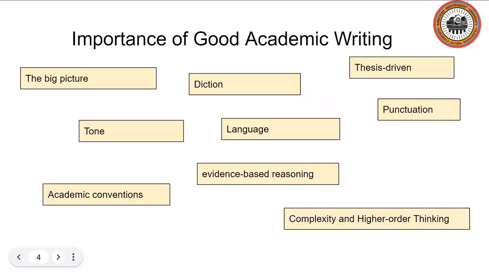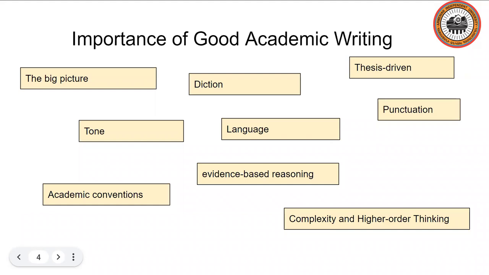Now let's understand what's the importance of good academic writing. Here I differentiated for you guys different terms according to which now we're going to try to understand what makes good writing. With the big picture, diction, thesis driven, tone, language, punctuation, academic conventions, evidence-based reasoning, complexity, and higher order thinking. Now I'm going to explain each one step by step for you to make it clear.